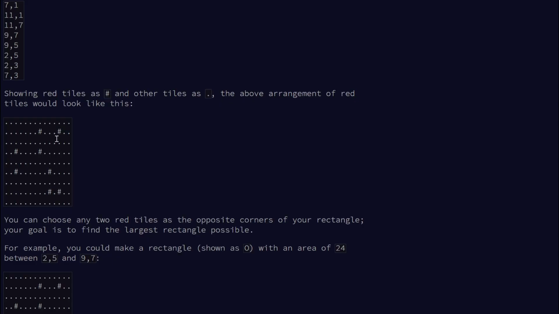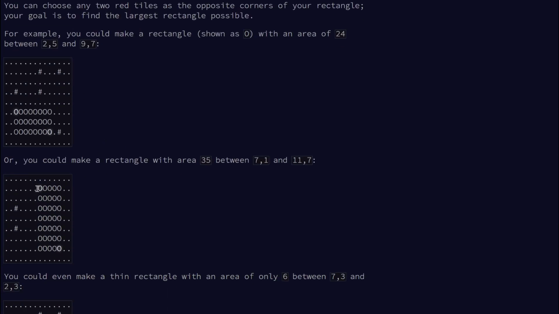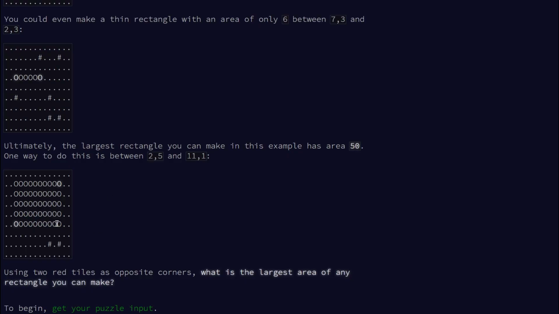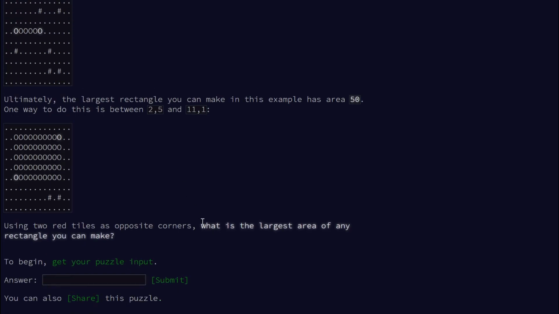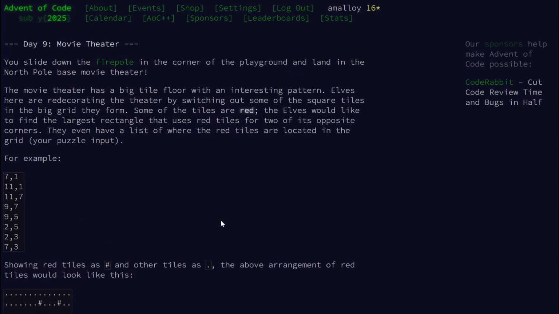So looks like probably here to here is biggest, if I had to guess. Here to here might be bigger. That's a rectangle. Yep, that's a rectangle. Very tiny rectangle. Largest was here to here. Using 2 red tiles as opposite corners, what is the largest area of any rectangle you can make? Well, this seems very simple.